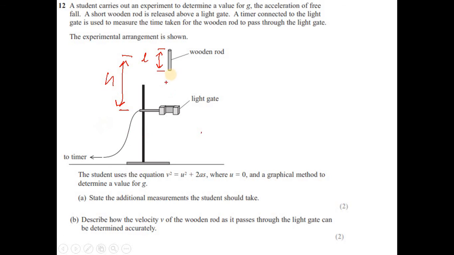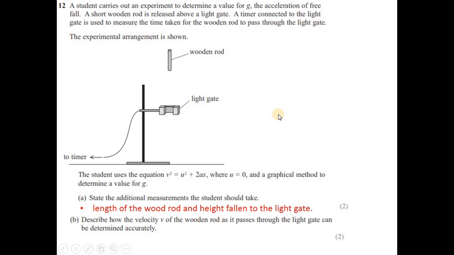You can measure from the bottom or from the center of gravity. It's up to you. You will have to take the measurement from the same point every time you repeat the experiment. So height and length are the two additional measurements. Describe how the velocity v of the wooden rod as it passes through the light gate can be determined. The length of the rod is divided by the time.